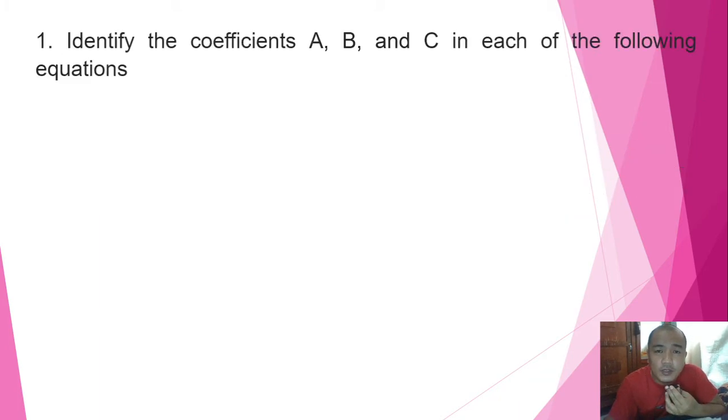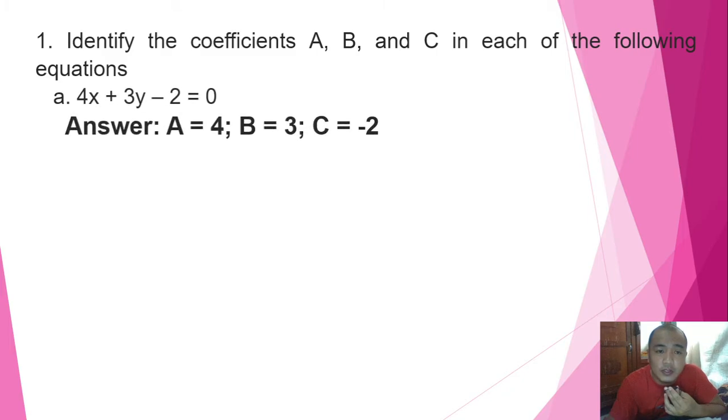First, identify the coefficients a, b, and c in each of the following equations. A, 4x plus 3y minus 2 equals 0. What's a? A is 4, b is 3, c is negative 2.